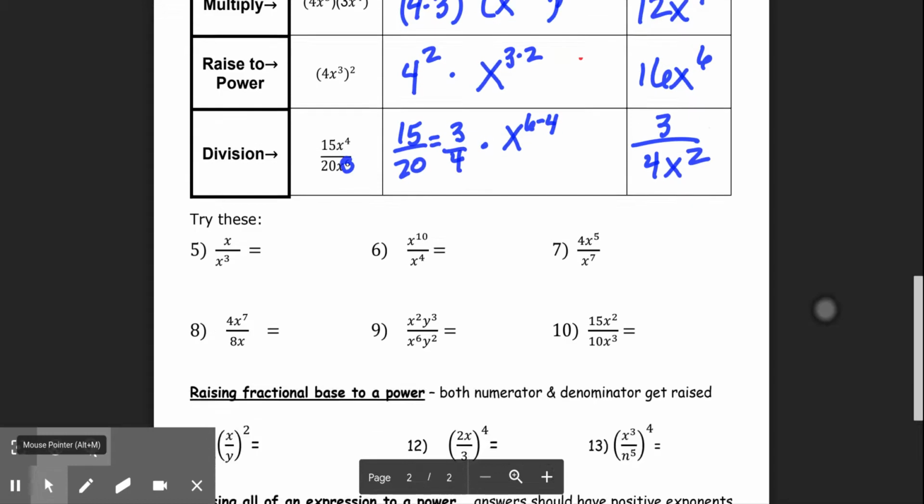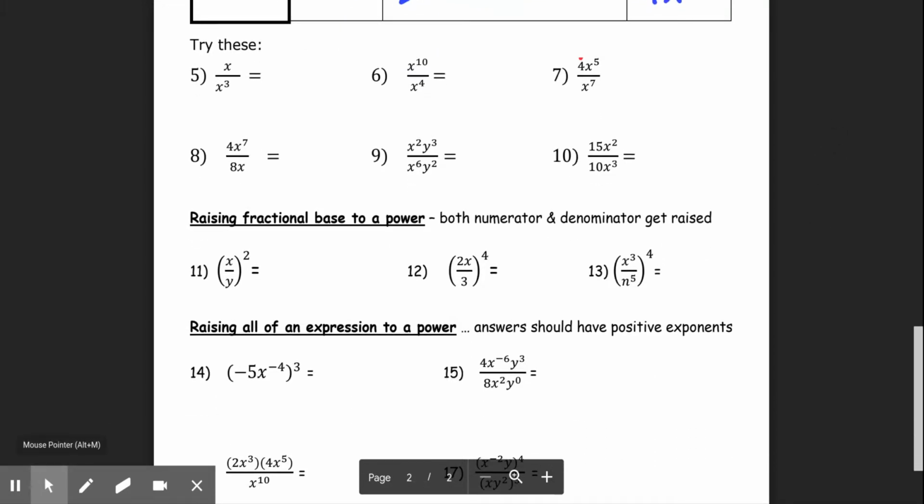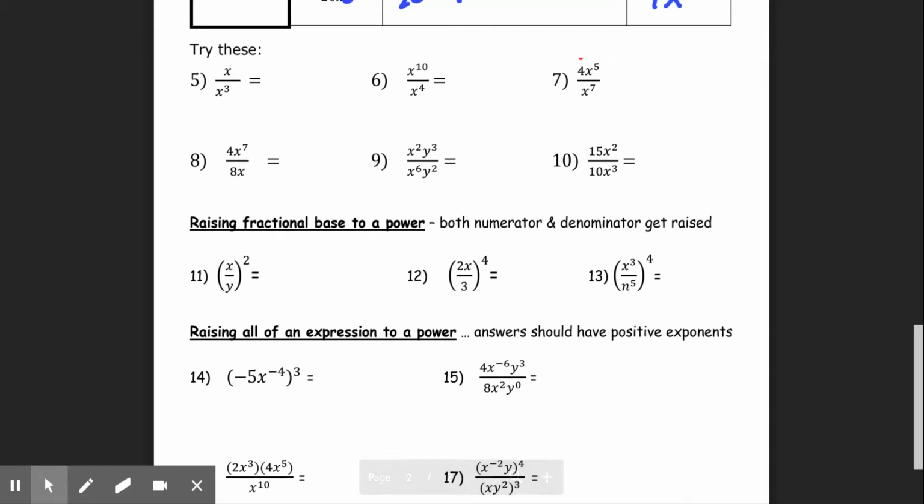All right, so let's go down below and see what we can do here in trying these. So on number 5, this is a 1, so 3 minus 1 gives us 2. So those 2 are going to be left over in the bottom, so we have to put a 1 as a placeholder in the numerator. This will be 10 minus 4, which is 6, so that's x to the 6th power. Our 4 right here is going to stay.